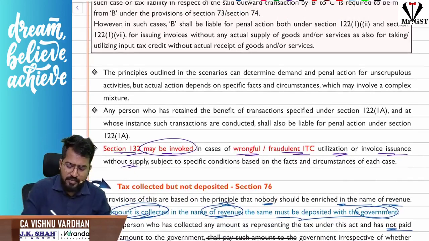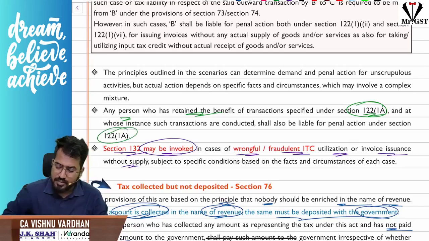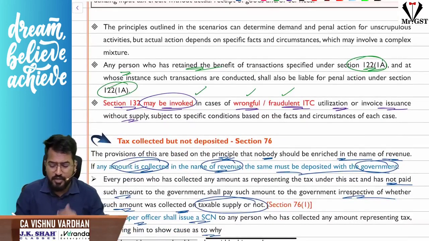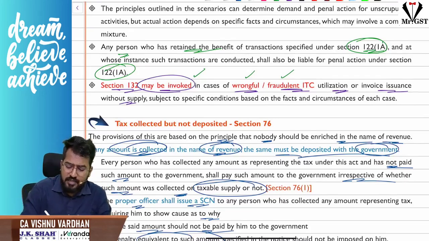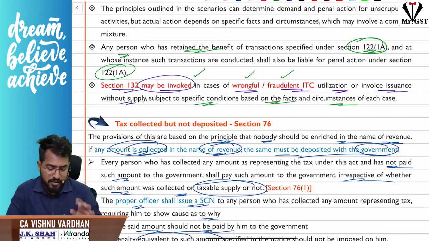Any person who is retaining the benefit of the transactions, the offenses under section 122, that person will be liable for penalty under section 122 subsection 1A. And for anybody who is involved in these particular transactions, section 122 subsection 1A we will see in the offenses and penalties chapter. Next, section 132 may be invoked in case of wrongful or fraudulent ITC utilization or invoices without supply, subject to certain conditions and facts. For fake invoices, prosecution also will come into the picture based upon the facts and circumstances of the case. That is section 132, we know.